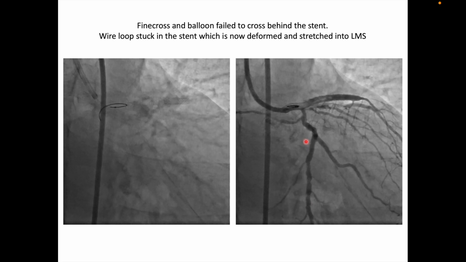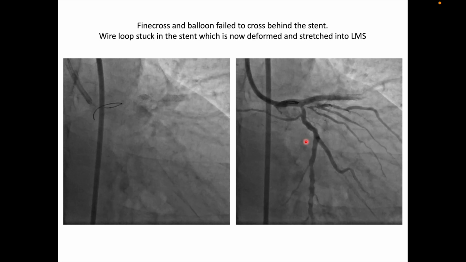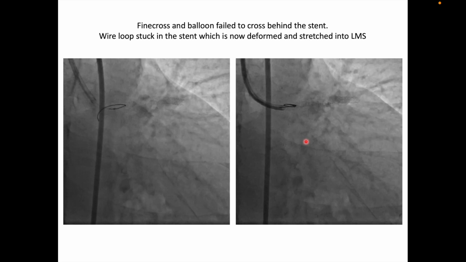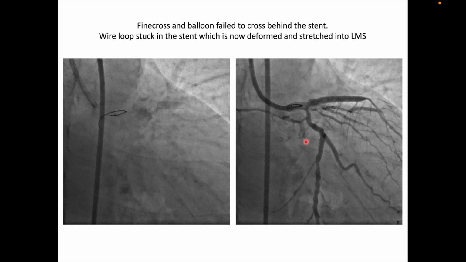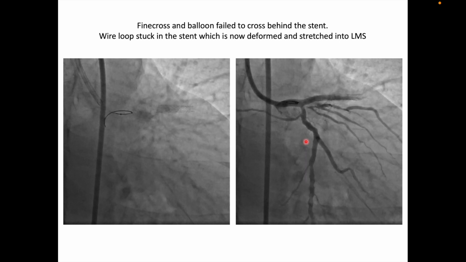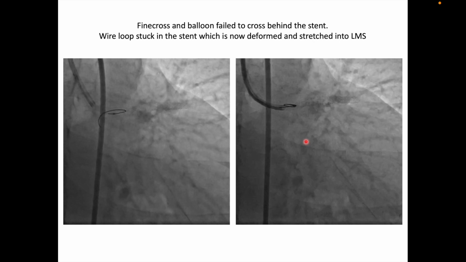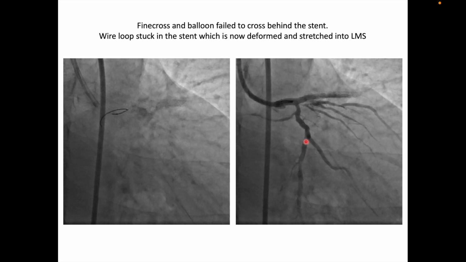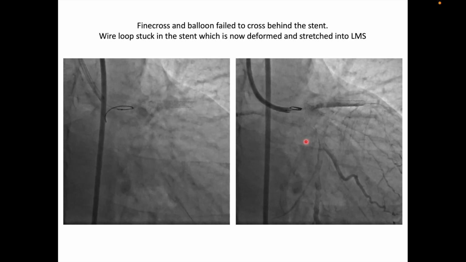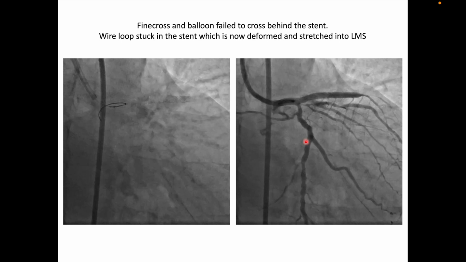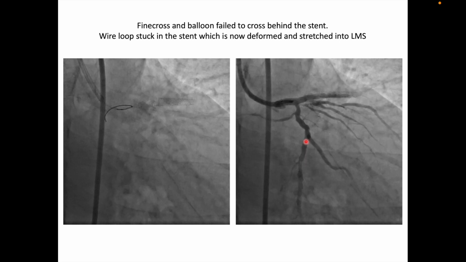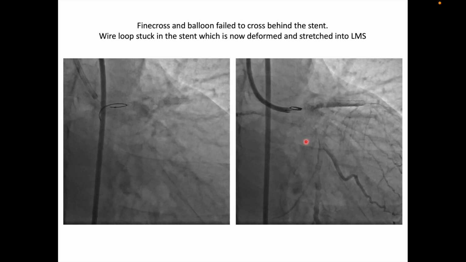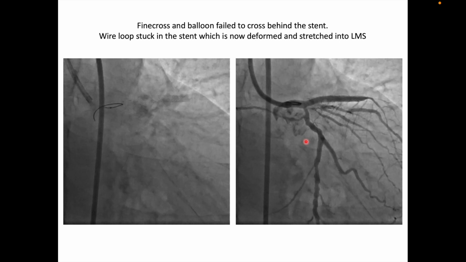I tried to push it back into the diagonal, did not succeed. I took a fine cross to go behind the stent on this wire, it did not succeed. I took a small size balloon, I think it was a 1.25 balloon, the smallest that I had on the shelf at that time. I wanted to go behind the stent struts, did not manage that. Then I sort of pulled it back slightly to see if it can get released.